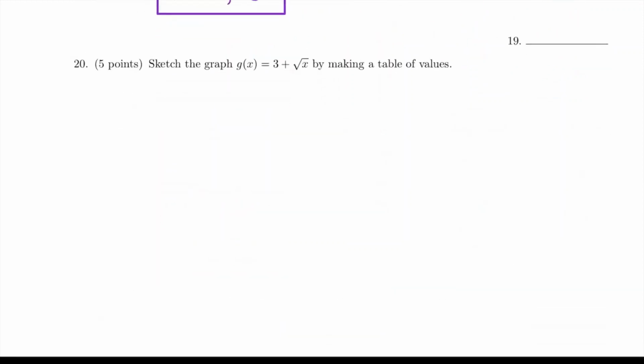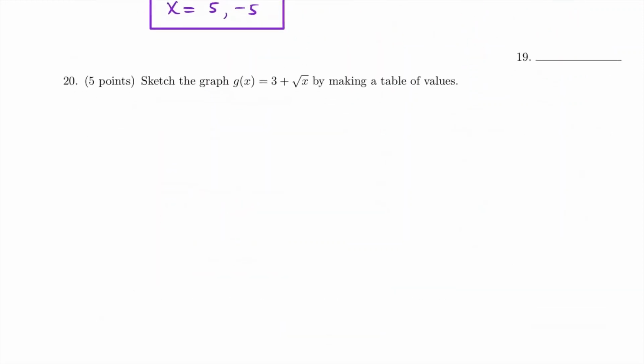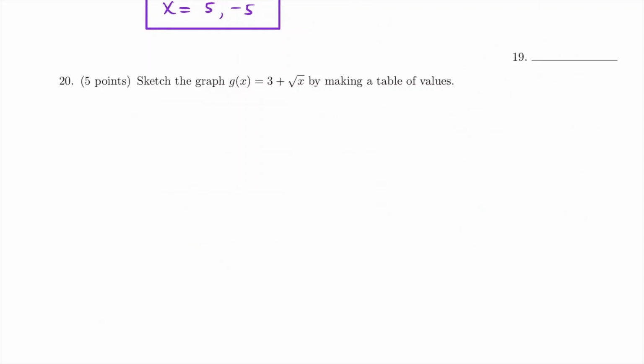So here's the last problem for this test. We're going to graph this function by making a table of values. Okay, so let's take a look at the domain of this. So we know that this function has domain from 0 to infinity, because if you plug in less than 0, it will give you imaginary numbers, not a real number.